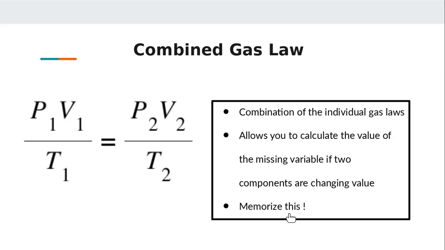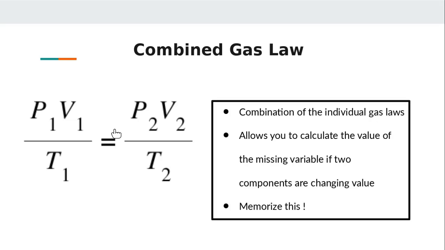So the combined gas law is essentially a combination of the other three gas laws. And what it tells us is it basically takes into account the relationship between pressure, volume, and temperature. So if you notice in the previous gas laws, you had at least one variable that was constant. For example, in Boyle's law, you had temperature that was constant. However, the combined gas law lets you take into account the change in the volume, for example, while pressure and temperature are increasing or decreasing.